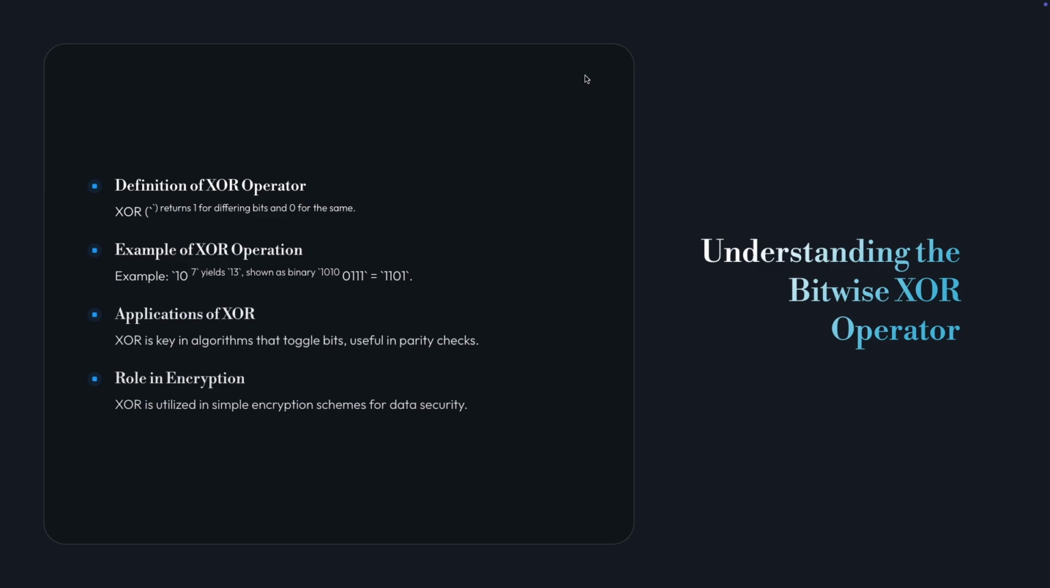Let's recheck. Rightmost, 0 and 1 is 1. Next, 1 and 1 is 0. Next, 0 and 1 is 1. Leftmost, 1 and 0 is 1. Ah, okay, so 1101, which is 8 plus 4 plus 1, 13 in decimal.